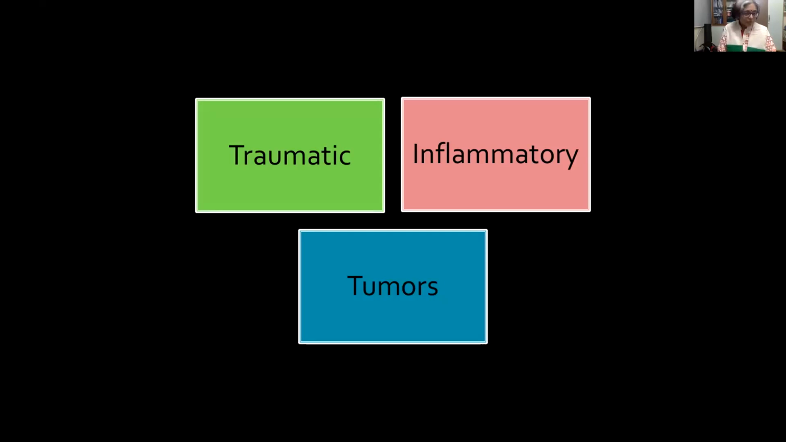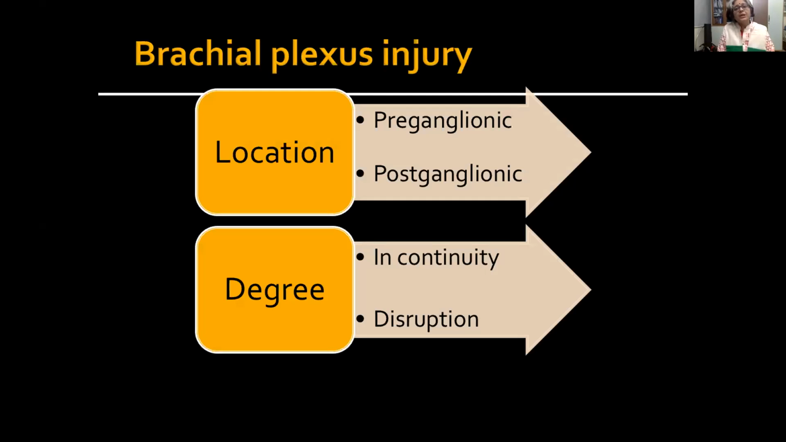Traumatic is the most common cause that we get referrals for, followed by inflammatory, and then tumors. Whenever somebody comes to you with brachial plexus injury, there are two situations. Usually what we image are all patients who have, say, a road traffic accident or a fall from somewhere. So basically the arm has got stretched, and this leads to brachial plexus injury.